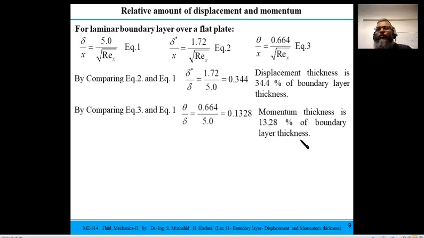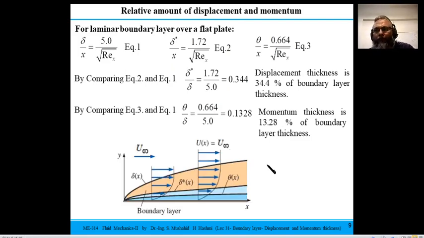Similarly, if you divide equation 3 by equation 1, we end up with a ratio which says that the momentum thickness is 13.28 percent of the boundary layer thickness. So we can say that the boundary layer thickness is much bigger, whereas the displacement thickness is a little smaller, and the momentum thickness is the smallest of these three types of thicknesses.